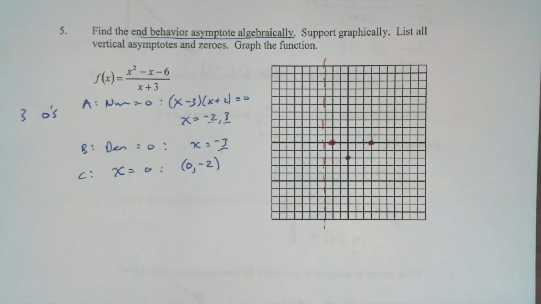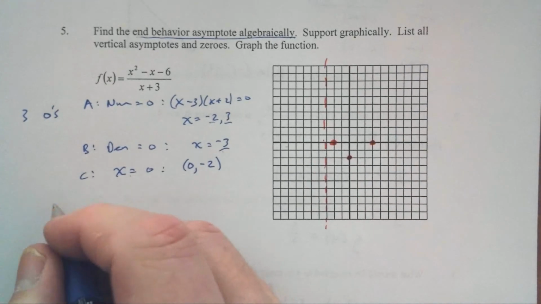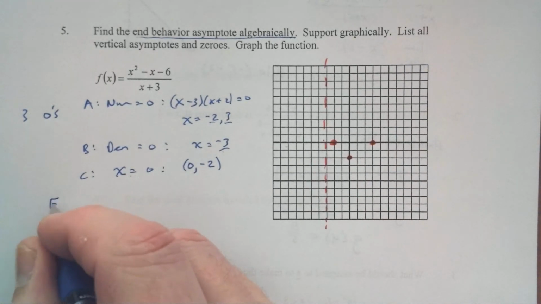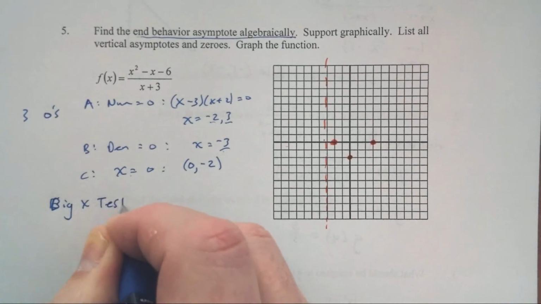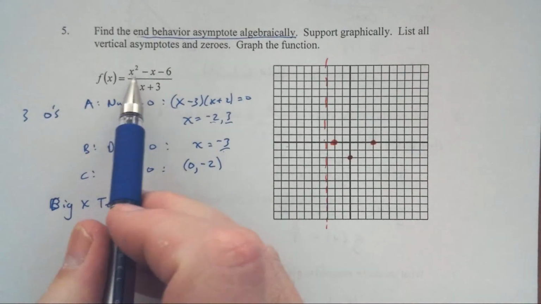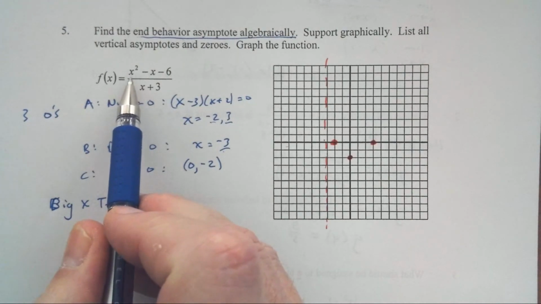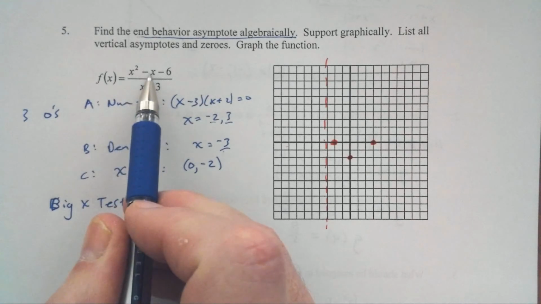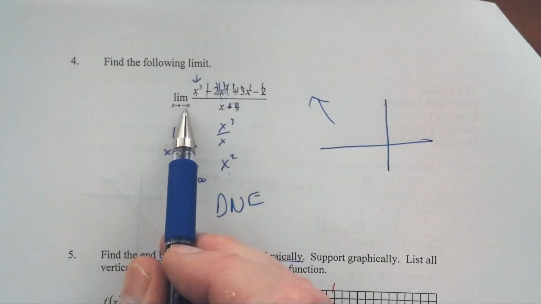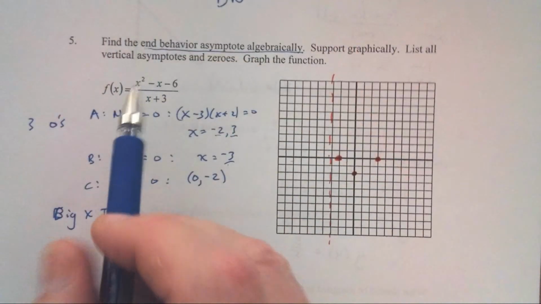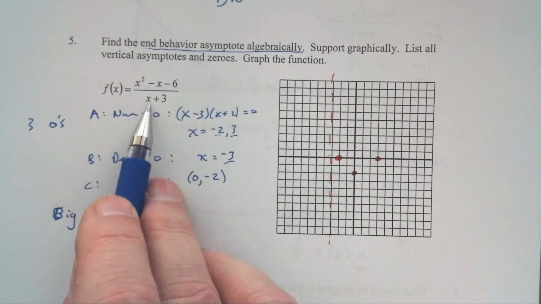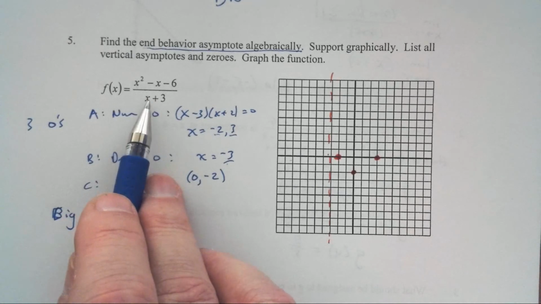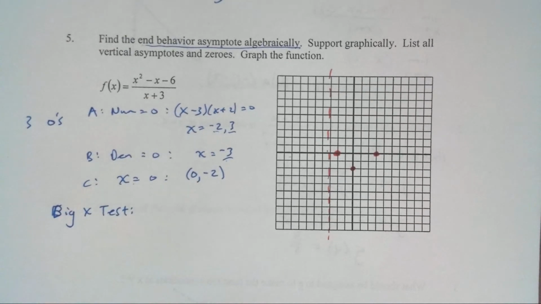Okay, then I look at the big X test. The big X test is when I say what's happening when X gets huge. When X gets huge, it's like this problem. This would be the big X test to the left. When X gets huge, this x doesn't really matter, this 6 doesn't really matter, 3 doesn't really matter. It wants to look like a first degree equation, as I was mentioning earlier. So it wants to look like y equals x, but it could be x plus or minus something.